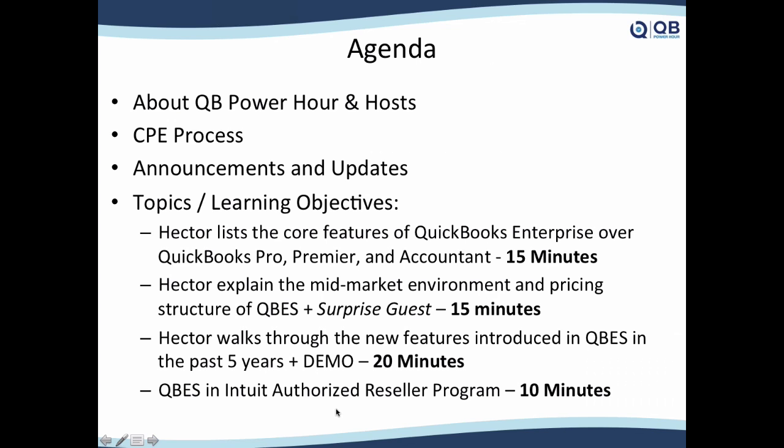Today is going to be broken into four sections. In the first 15 minutes we'll talk about the core features of QuickBooks Enterprise and why people choose QuickBooks Enterprise over Pro, Premier, or Accountant. Then we're going to start explaining the mid market, because the target client for QuickBooks Enterprise is very different. And we're going to have a surprise guest, which nobody should know about because it's really a surprise. I'm not sure if he'll make it yet, so we'll hope that he will.